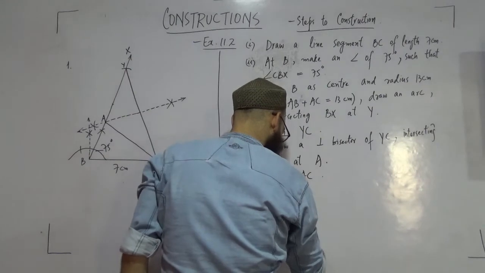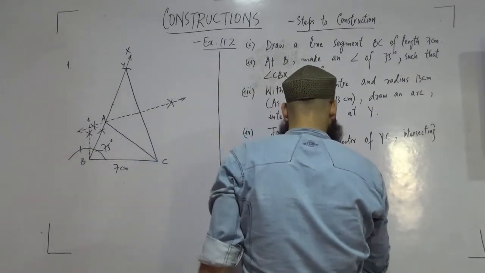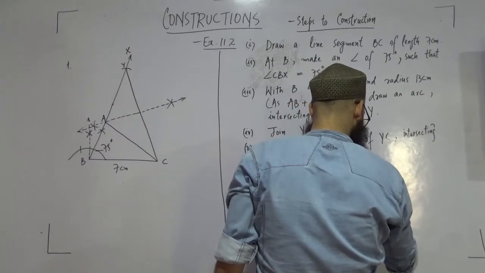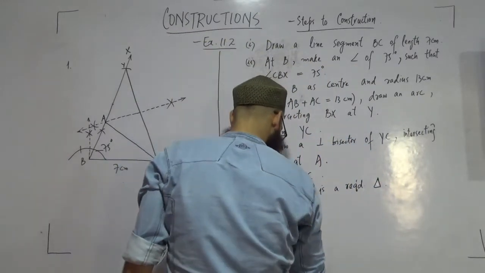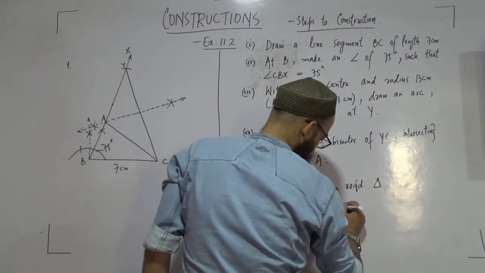Therefore, triangle ABC is a required triangle. Hence, constructed.